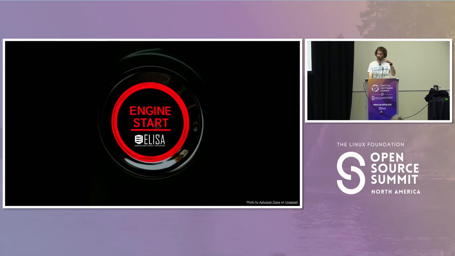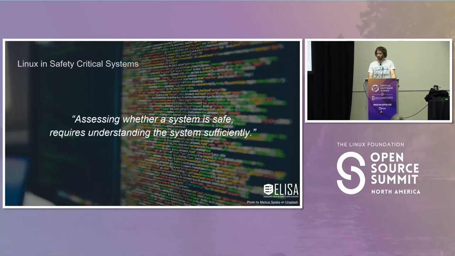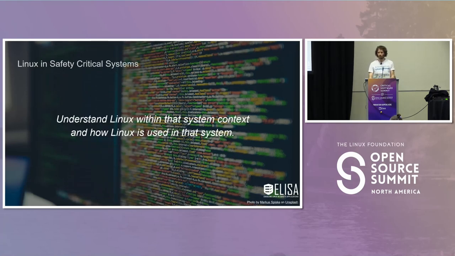I have a little bit of a disclaimer in the beginning, which is important to understand. If you attended the previous session, it was about how system requirements and system properties work, and assessing whether a system is safe always requires understanding the system sufficiently. This means that if you are interested in Linux, it doesn't end with Linux. If you're interested in Zephyr or a hypervisor, it doesn't end with it. You need to see the surroundings and bring it into a context. What we do in ELISA is try to understand Linux within that system context, and how Linux is used in the system.